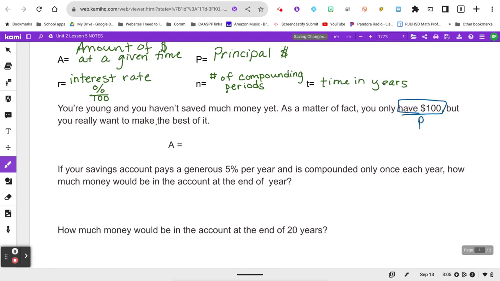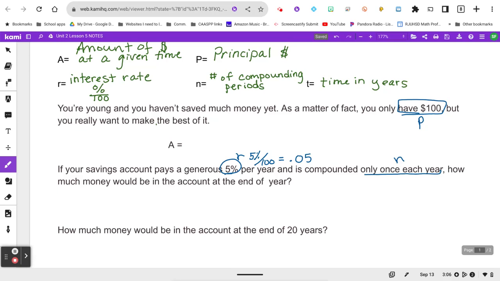So we're going to be writing the equation, but we need to read a little bit more. So we have a savings account that pays a generous 5%. So what we're going to do is change that 5% to 0.05. We're just moving the decimal over 2 places. That is your R. And it's compounded only once per year. So your N is going to be only once. How much money would it make at the end of the year?